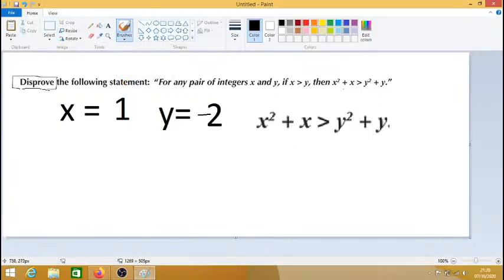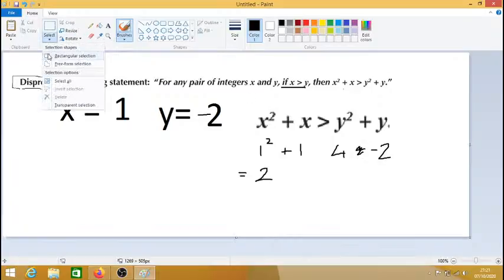And the first part, x squared plus x, that's 1 squared plus 1. And that works out to be 2. And just to check, is the first part true? Is x bigger than y? Yes, 1 is bigger than minus 2. So we're good to go and try the y squared bit now. So minus 2 squared, well that's 4, plus y, that's plus minus 2. And a plus and a minus makes a minus. 4 minus 2 makes 2. So I can just say that this bit would be equal to 2.